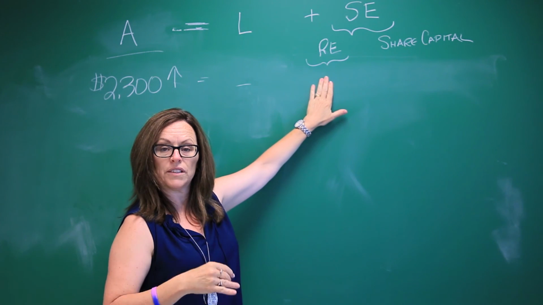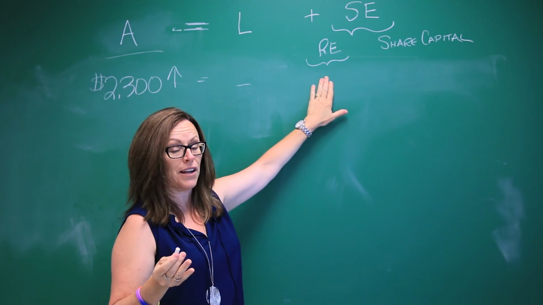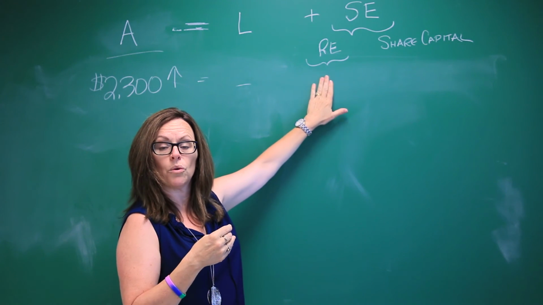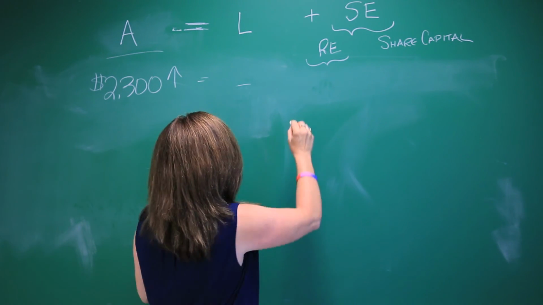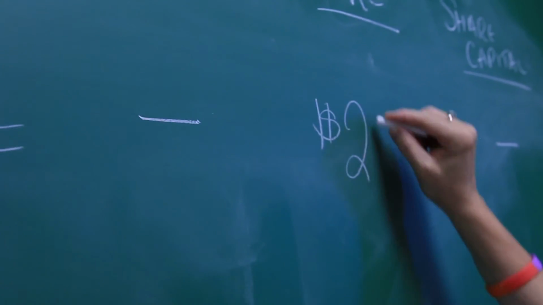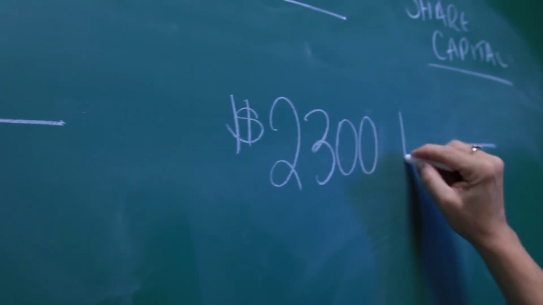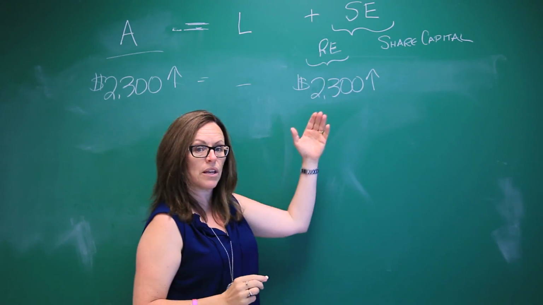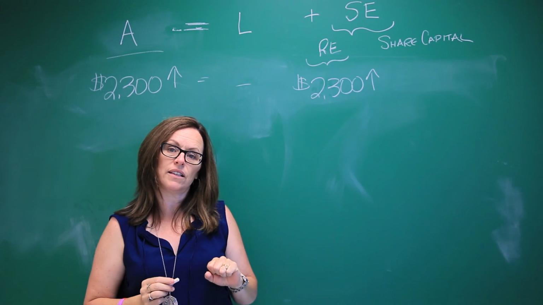Let's look at what the elements of retained earnings are. It's not expenses, because we just did that. When we're recording daily sales, it's going to be revenues. And so this is going to impact revenues, $2,300. Revenues increase shareholders' equity, so our accounting equation is still in balance.